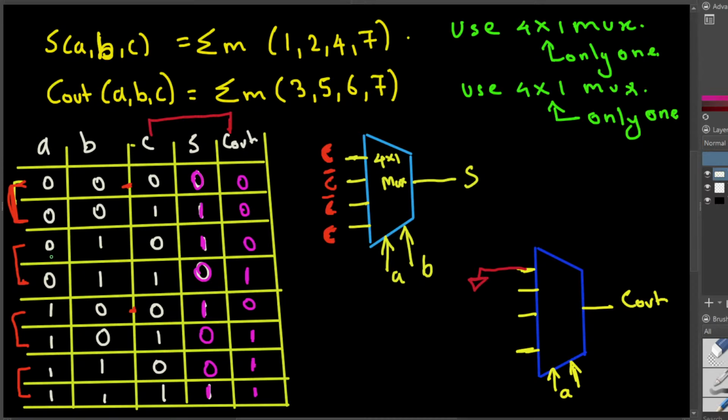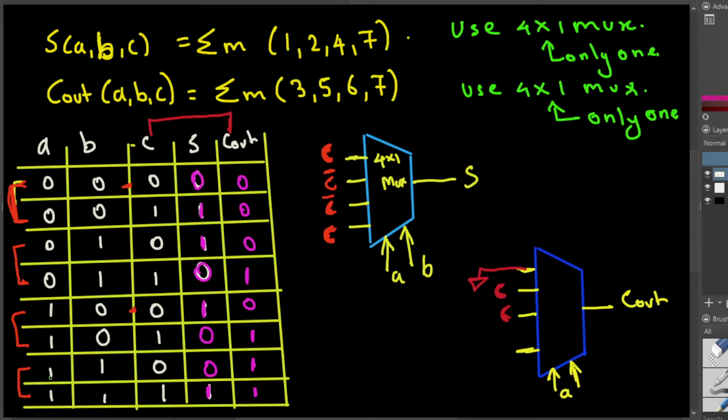Let's look at the next two. When A is 0, B is 1. Let's look at the C. When C is 0, C out is 0. When C is 1, C out is also 1. So it means this is C. Let's look at this group, when A is 1 and B is 0. Here when C is 0, C out is also 0. When C is 1, C out is also 1. So this is C.